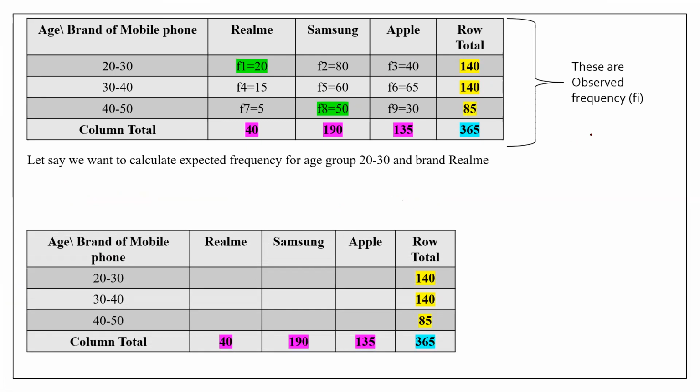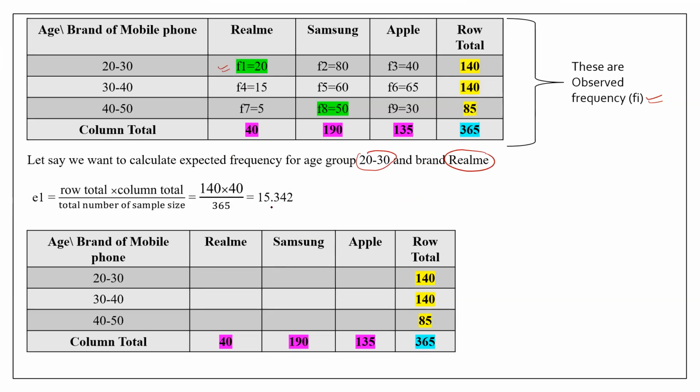Again, I have repeated: these are your observed frequencies given, and now we are calculating the expected frequencies. For example, let's say 20 to 30 and the brand phone Realme, which I'm talking about, green color shaded, F1 is 20. As I've told you, the calculation is 40 into 140 divided by 365, so the value is 15.342, which I've written here.